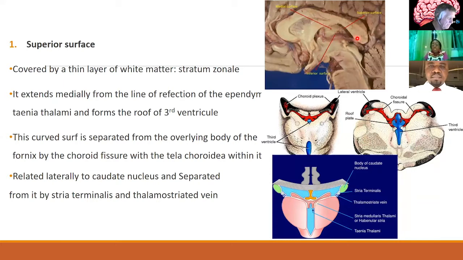Its superior surface is covered by a thin layer of white matter called the stratum zonale, which extends medially from the line of reflection of the ependyma, the taenia thalami, and forms the roof of the third ventricle. This curved surface is separated from the overlying body of the fornix by the choroid fissure with the tela choroidea within it. The tela choroidea is a fold of the ependyma and the pia mater. It is related laterally to the caudate nucleus and separated from it by the stria terminalis and the thalamostriate vein.